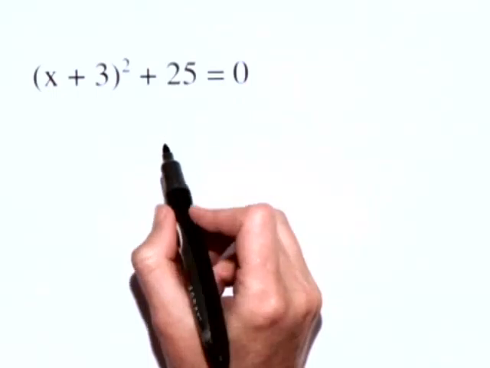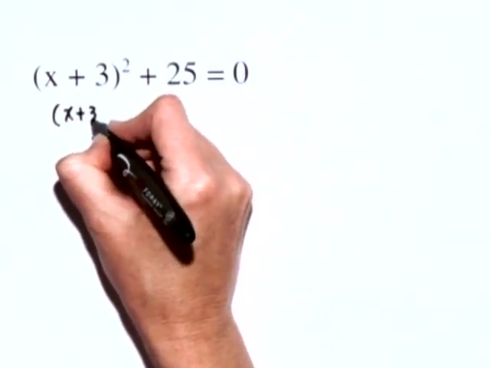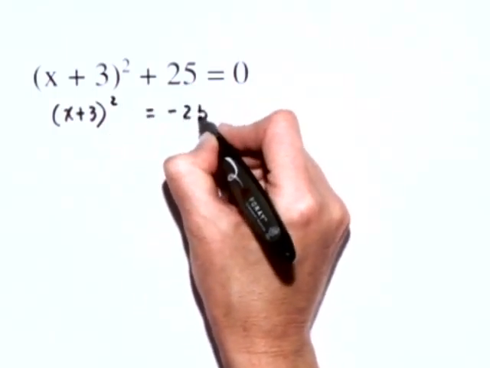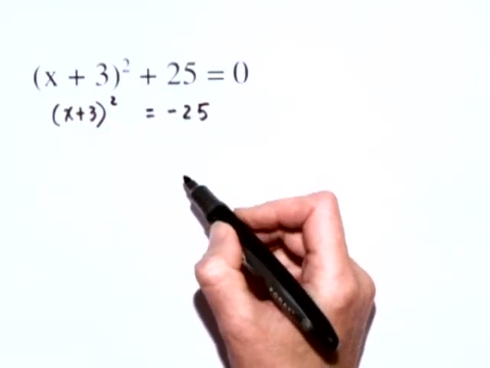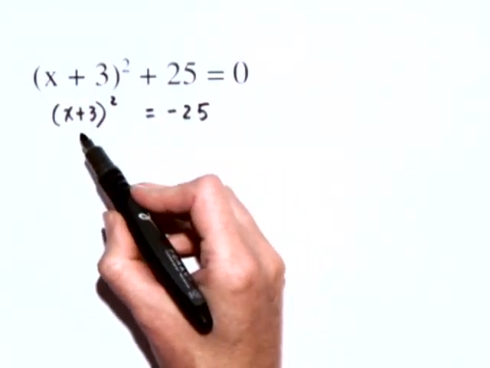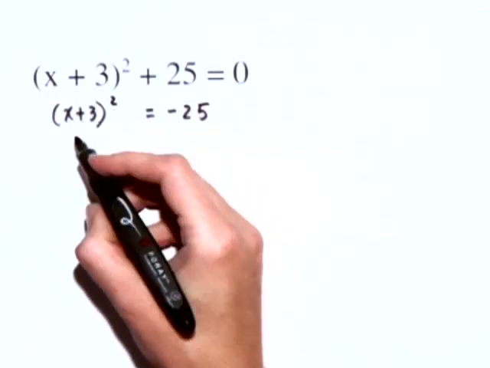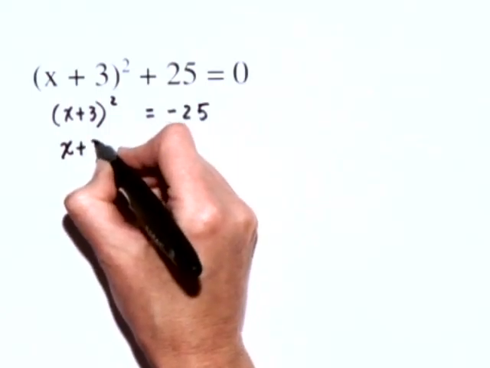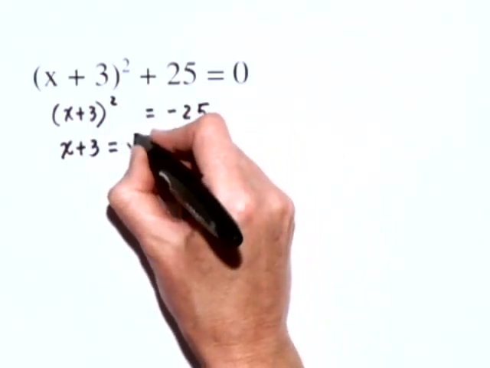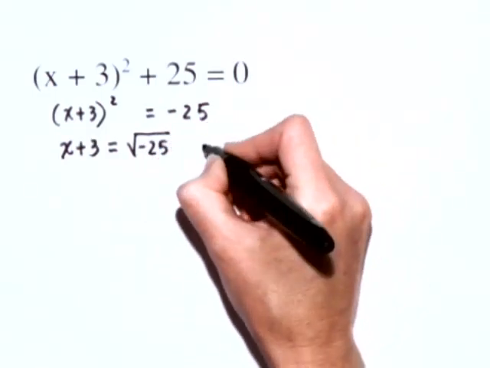So first we'll subtract 25 from both sides, and we'll have x plus 3 quantity squared is equal to negative 25. Next, we'll apply the square root property. When we take the square root of both sides, the square root of x plus 3 quantity squared just gives us x plus 3 is equal to the square root of negative 25.